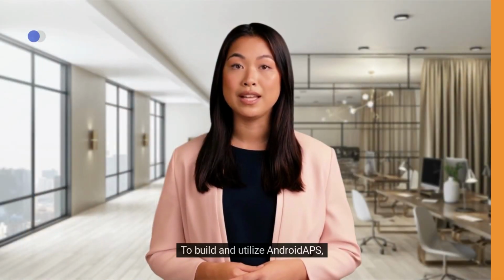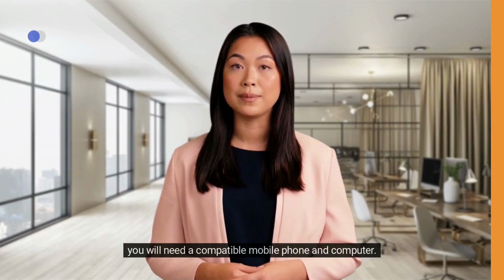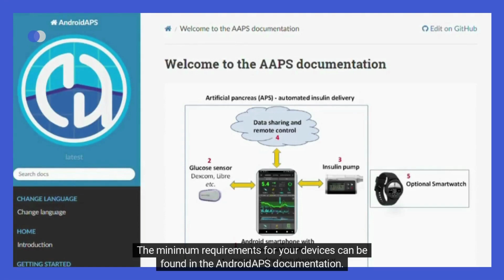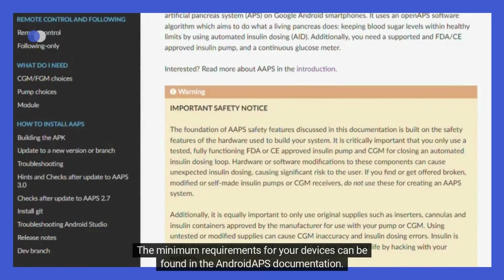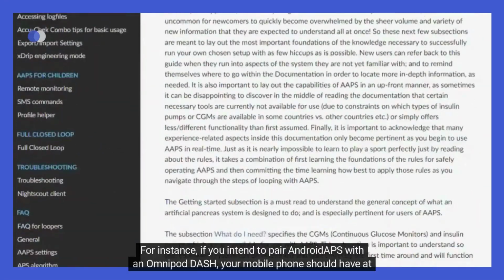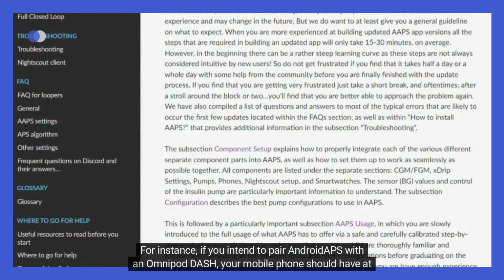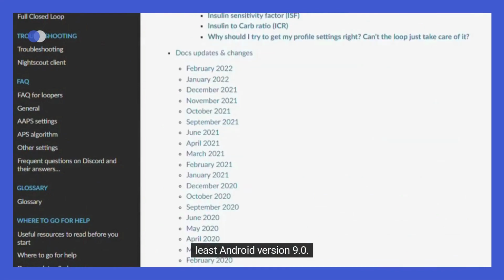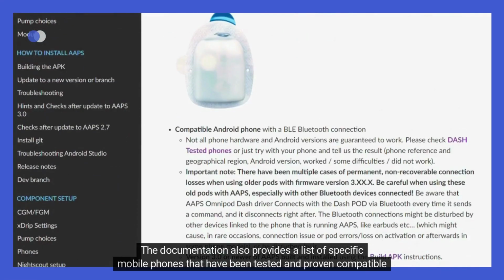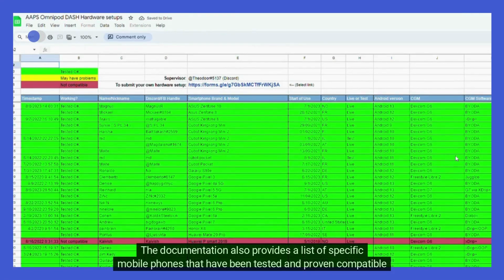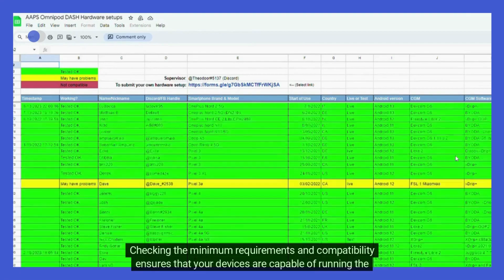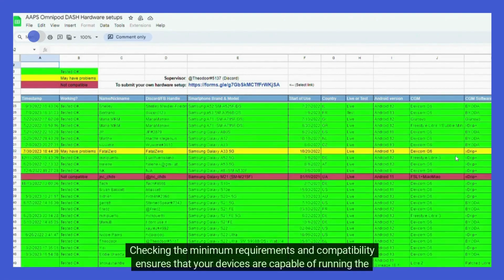To build and utilize AndroidAPS, you will need a compatible mobile phone and computer. The minimum requirements for your devices can be found in the AndroidAPS documentation. For instance, if you intend to pair AndroidAPS with an Omnipod Dash, your mobile phone should have at least Android version 9.0. The documentation also provides a list of specific mobile phones that have been tested and proven compatible with AndroidAPS. Checking the minimum requirements and compatibility ensures that your devices are capable of running the application effectively.